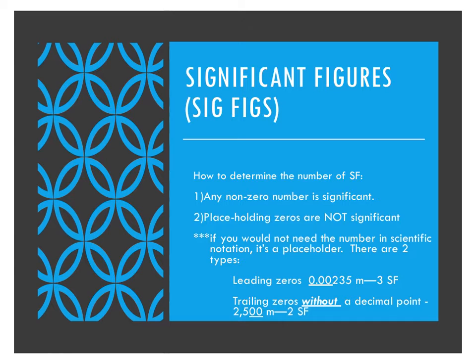Placeholding zeros are not significant, which means if you could get rid of them in scientific notation, we're not going to count them. There are two types here. Leading zeros, like 0.0 at the start of numbers. Sometimes they won't write that first zero, it's fine. But if you could cross out those zeros and just write it in scientific notation, we won't count those. So 0.0235 would have 3 sig figs. Trailing zeros without a decimal point, 2500 would be an example. There's no decimal point on here. So for big numbers without a decimal point, ignore those zeros at the end. So that would have 2 sig figs. Sometimes they call this the Atlantic-Pacific rule, to cross out things on the sides, like the oceans.